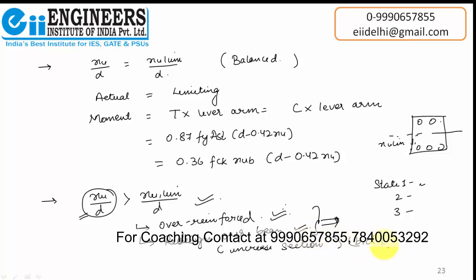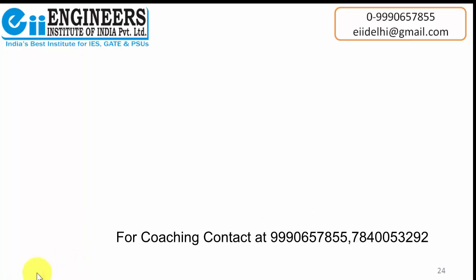In this case the moment that will be calculated will be the limiting moment. Its value will of course be with respect to C, which is fck XU limiting into d minus 0.42 times XU limiting.